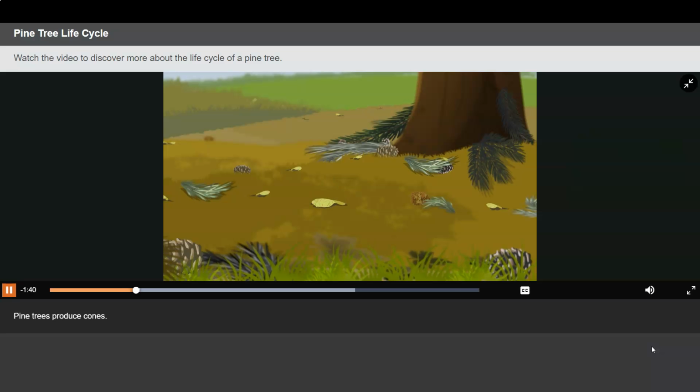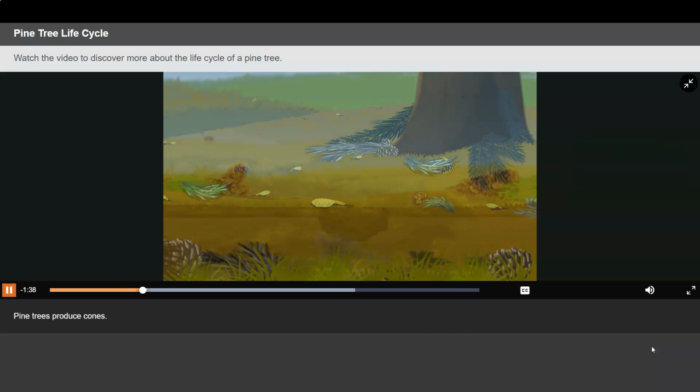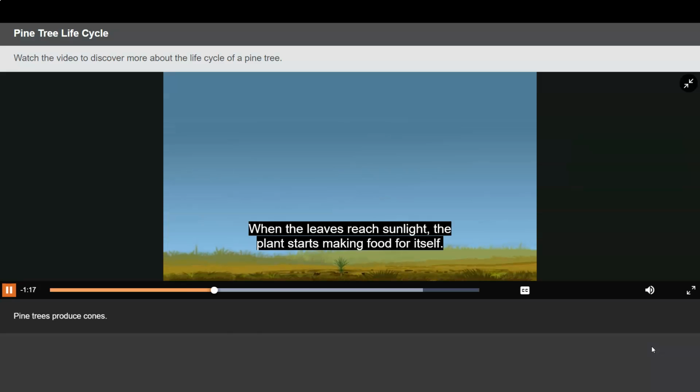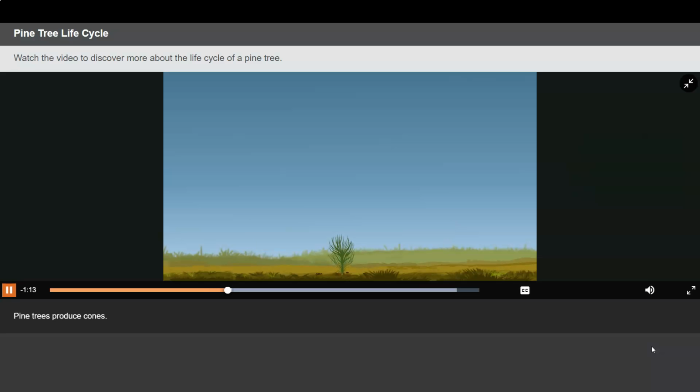Seeds from the pine cone can fall to the ground. When a seed germinates, the first stem and needle-shaped leaves come out of the seed. Roots also begin to grow out of the seed. When the leaves reach sunlight, the plant starts making food for itself.